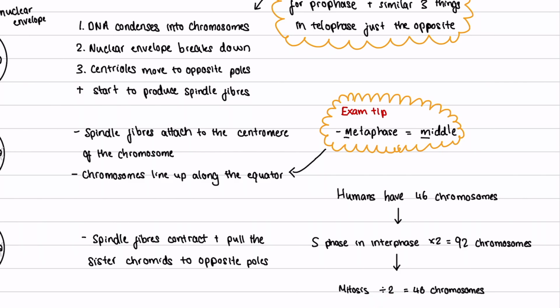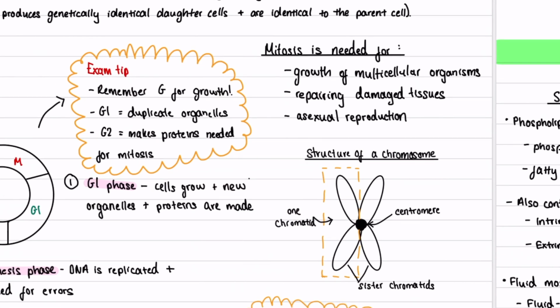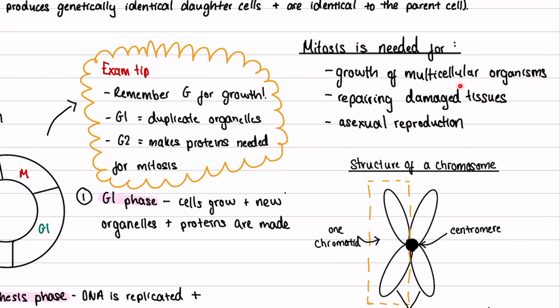So, mitosis is needed for growth of multicellular organisms, repairing damaged tissues, and asexual reproduction. During mitosis, the DNA condenses and coils to form chromosomes. As you can see here, this is what a chromosome looks like. The dot in the middle is a centromere, and half of a chromosome is called a chromatid, and the other half is the corresponding sister chromatid.